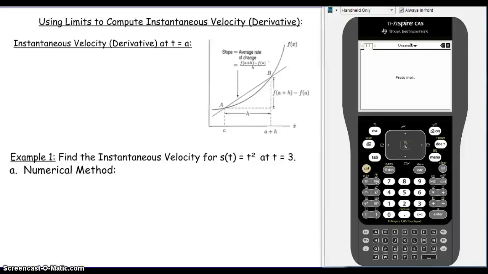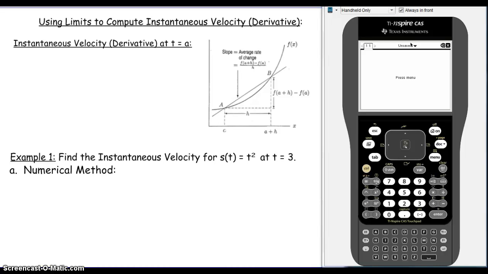In this video, we're going to discuss how to use limits to compute instantaneous velocity. In our previous video, we discussed how we can approximate instantaneous velocity from a table, but in this video, we're going to look at how we can find the exact instantaneous velocity. And another word for instantaneous velocity is derivative. Derivative is also another word for slope.